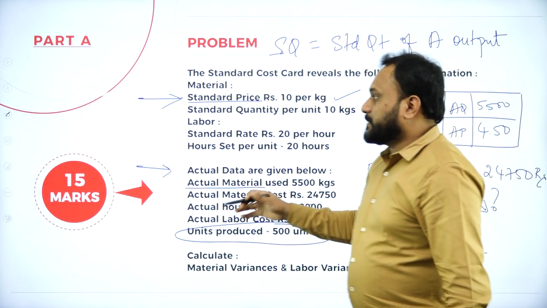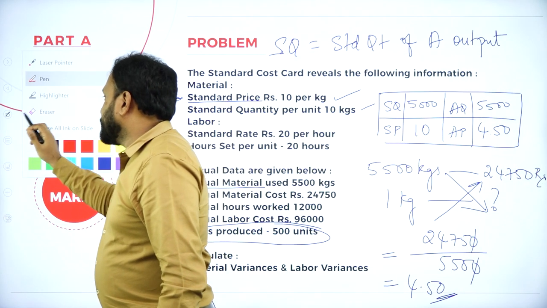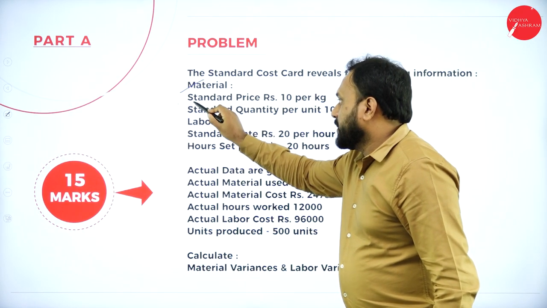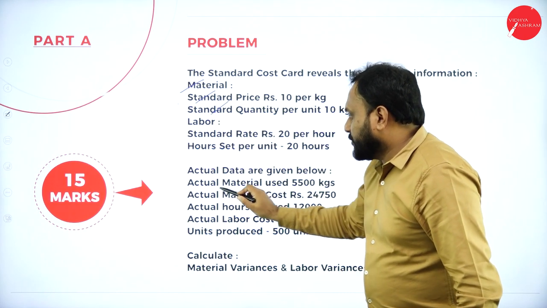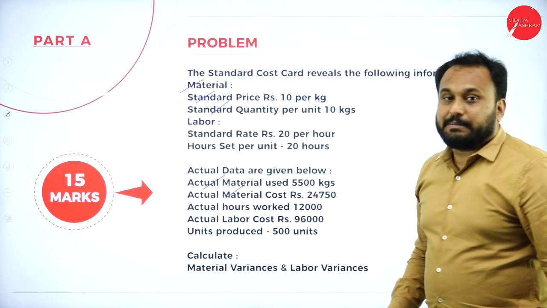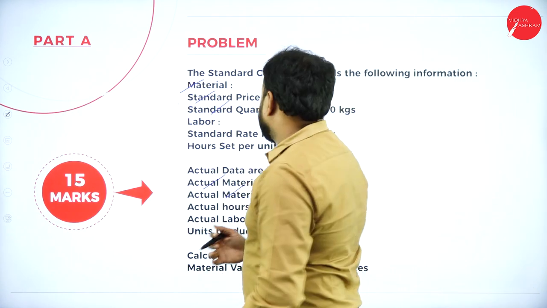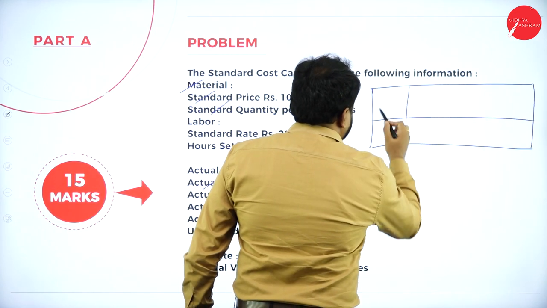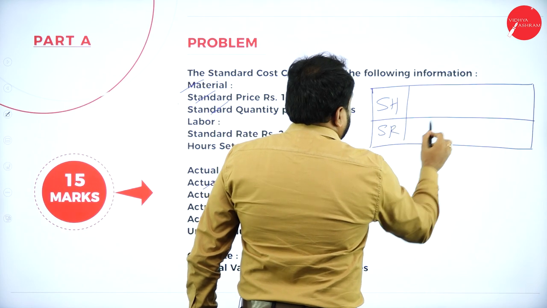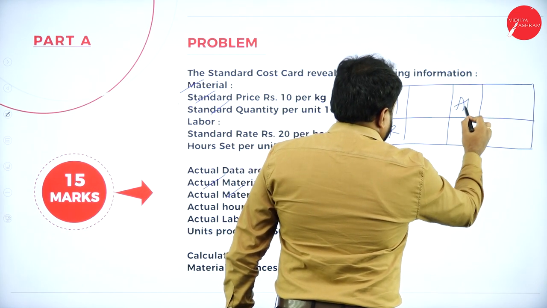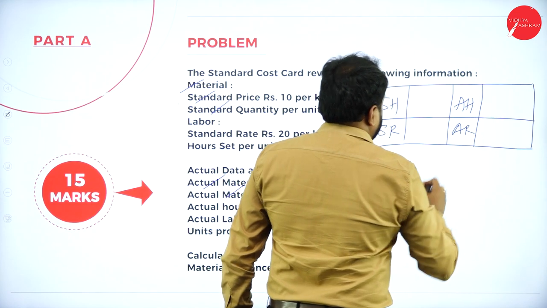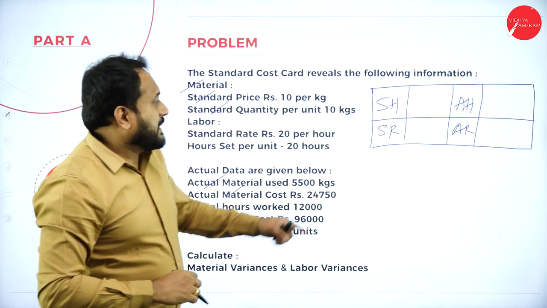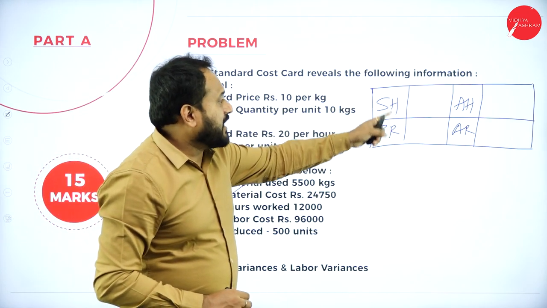Next, the same way we are supposed to calculate for labor. We have done the material, and all these are done. Now, whatever remains is our labor. So, again, prepare the box. Here you have standard hour, standard rate, actual hour, actual rate. Now, how to remember material? QP, question paper. How to remember labor? HR, Hrithik Roshan.